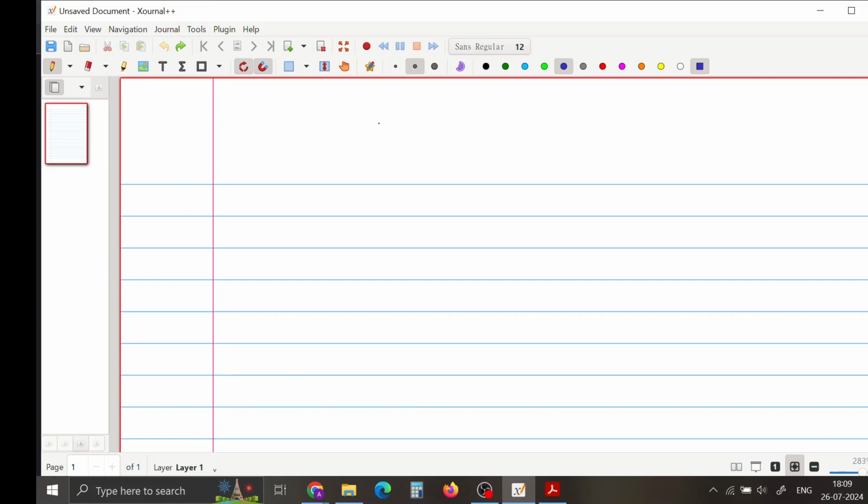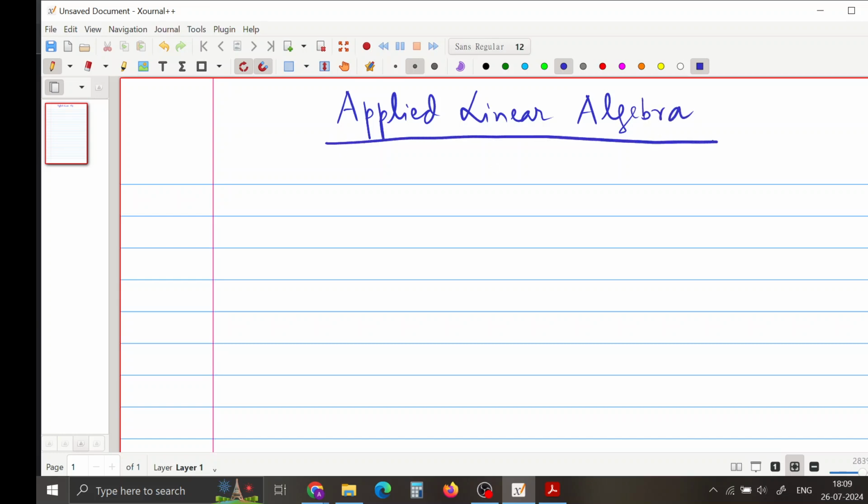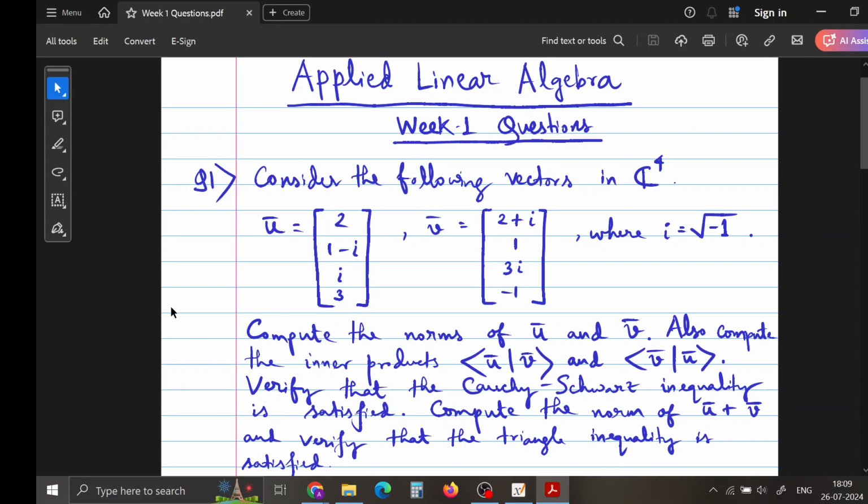Okay, so this is applied linear algebra. Actually it's a big name, I'm just writing the first three words, and we are in, it's actually session 1, but the contents are from week 1. Okay, so this is the first question for today. I'll let you go through the question, read it yourself everyone, and then we'll start how to approach solving this.